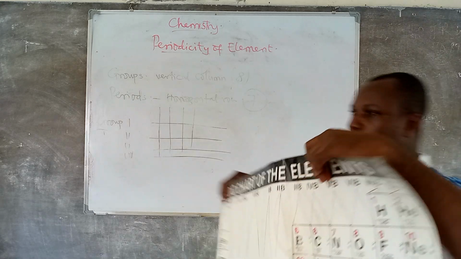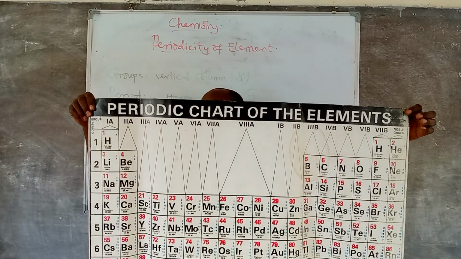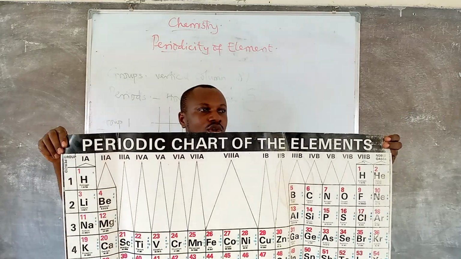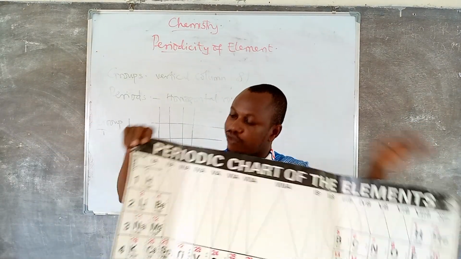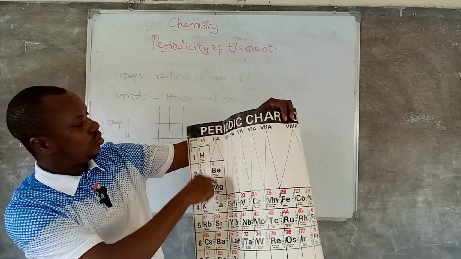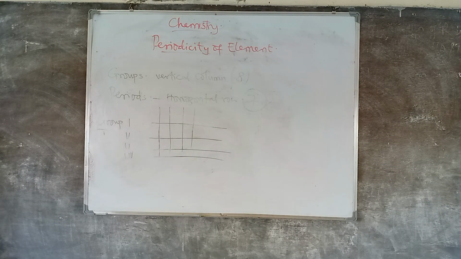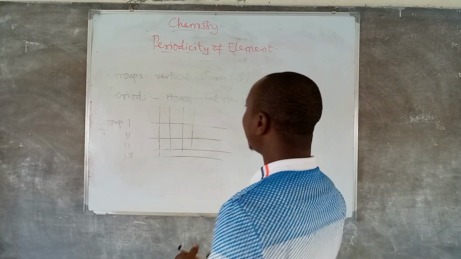Just take a look at the periodic table, how it is. You see, every element is there. You see groups and you see periods. Just like this one, you have group one, group two, three, and all the rest of them. So every element is arranged there. Now, every element in the same group has peculiar characteristics. Elements in the same group have the same number of valence electrons.